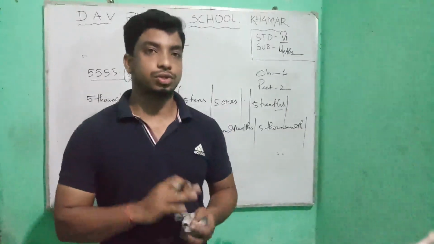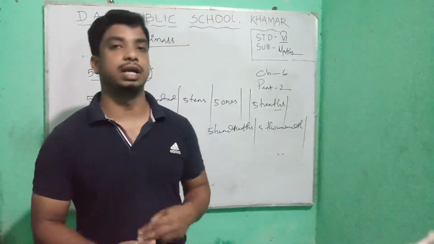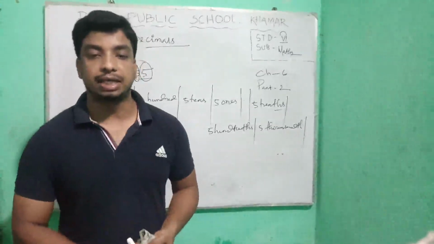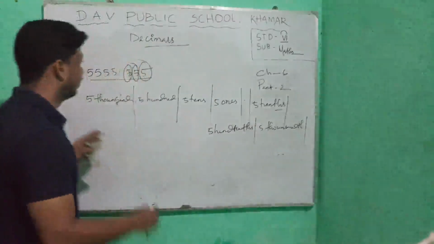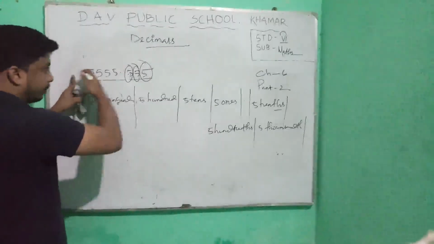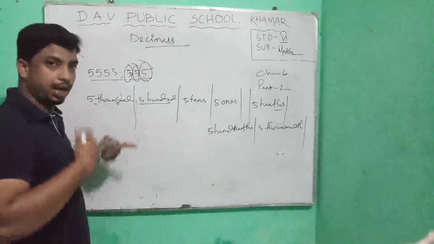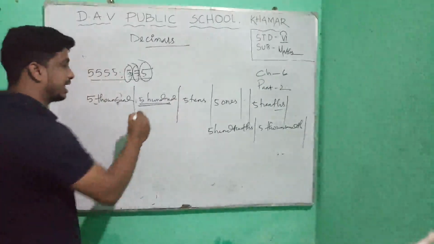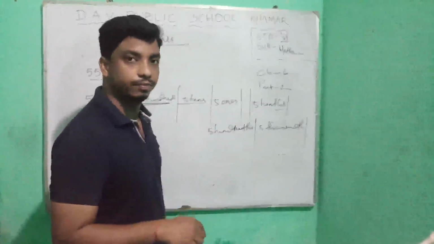Okay, so in the decimal numeration system, the place value of a digit decreases by 10 times from left to right. If we go from left to right, it decreases 10 times: from 1000 to 100, 10 times decrease, and from 100 to 10s, from 10s to 1s, each 10 times decrease.